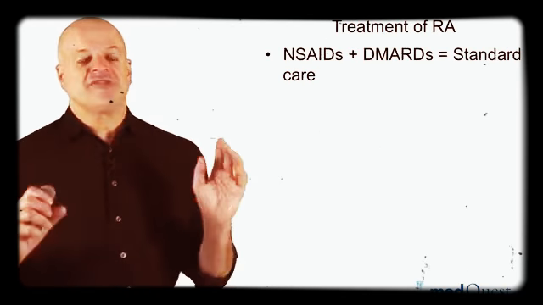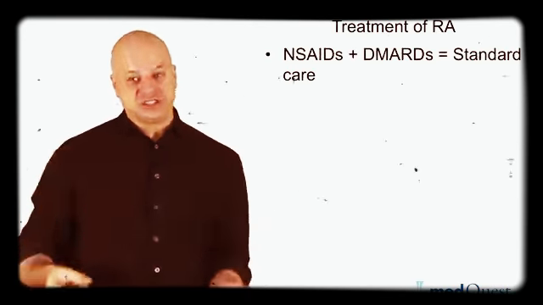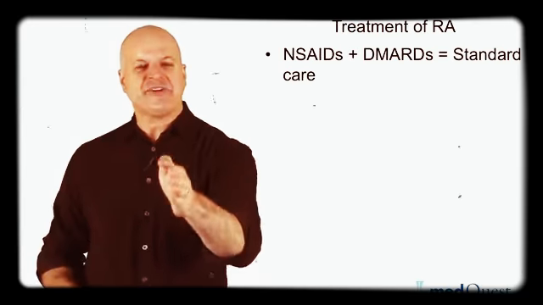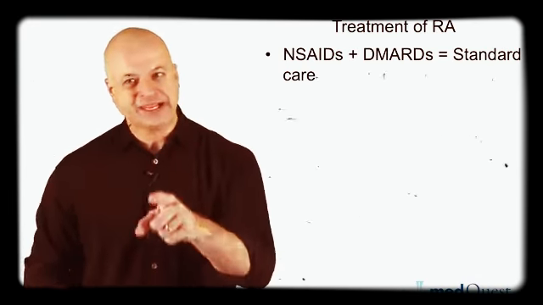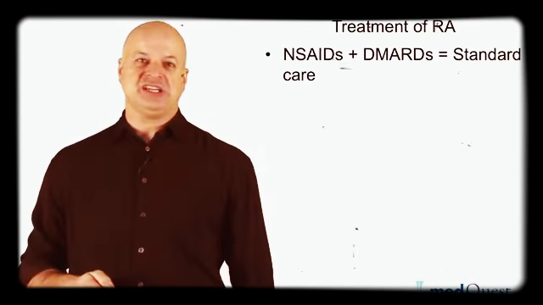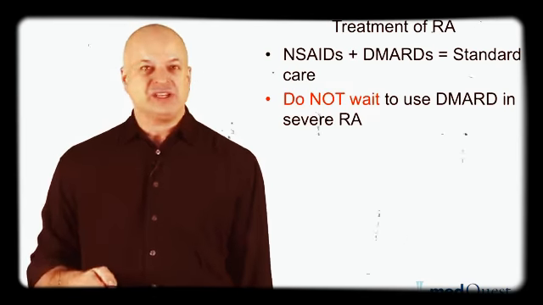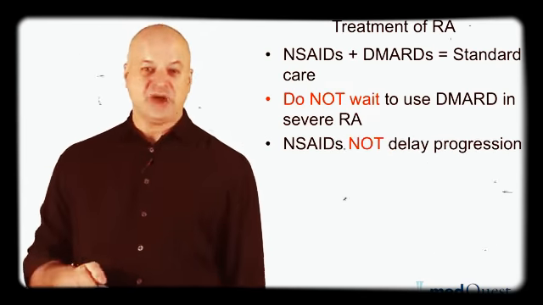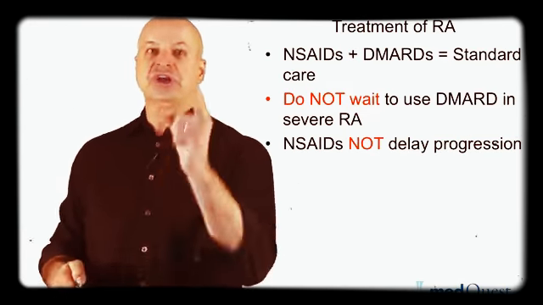Now the treatment, the first thing is this, non-steroidals for pain, and DMARDs, disease-modifying drugs. As soon as you've made the diagnosis, modify the disease. Nobody's supposed to get those horrible abnormalities anymore, so you make that diagnosis and you start the disease-modifying drugs right away. You do not wait to use them. Non-steroidals do not delay progression.